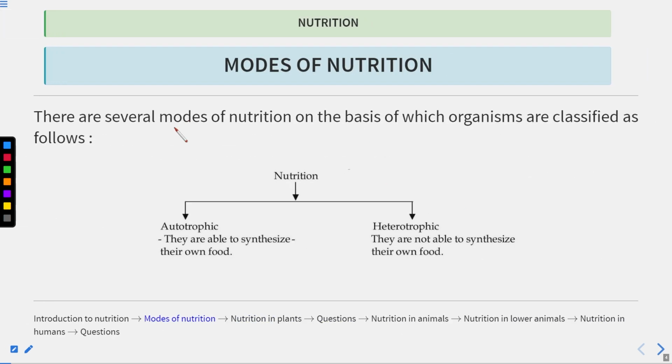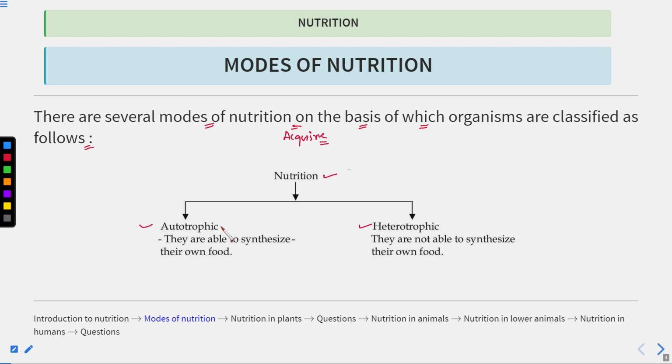Now, there are several modes of nutrition on the basis of which organisms are classified as follows. According to the basis of nutrition, meaning how they acquire nutrition, there are two kinds of organism. First one is autotrophic and second one is heterotrophic.